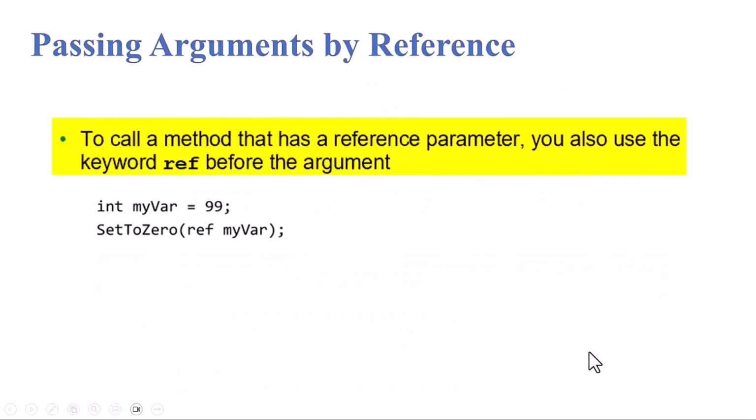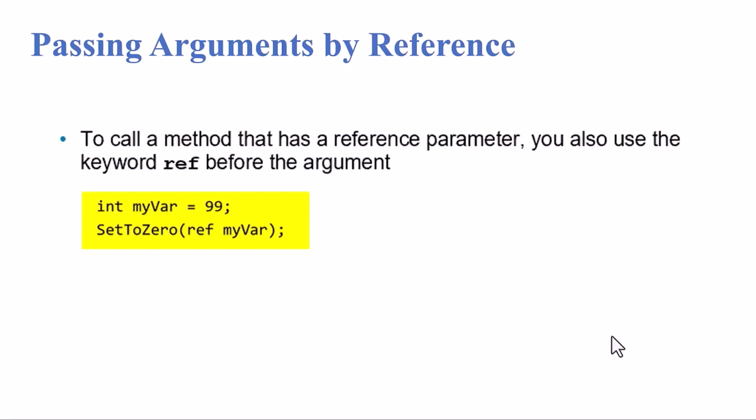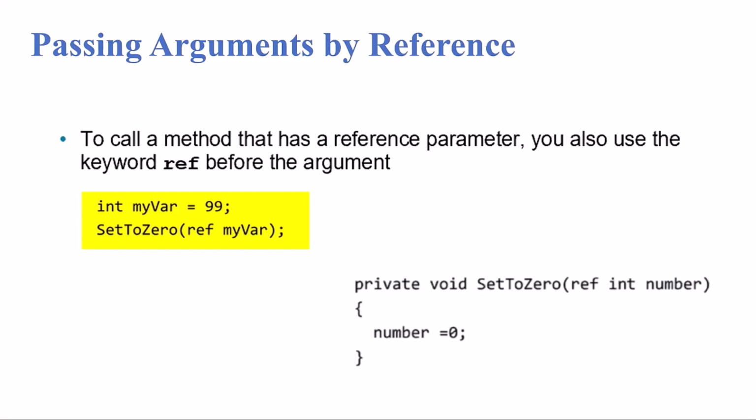So to call a method that has a reference parameter, you also use the ref keyword before the argument. In the calling part of the program, you've got int myVar equals 99. You're going to call SetToZero with ref myVar. If you look at the last screen we just saw, you'd be taking an integer called myVar, with 99 established inside it. You're going to call SetToZero, and you're going to pass by reference myVar. In other words, you're giving the method permission to access the location of the data in this memory portion.